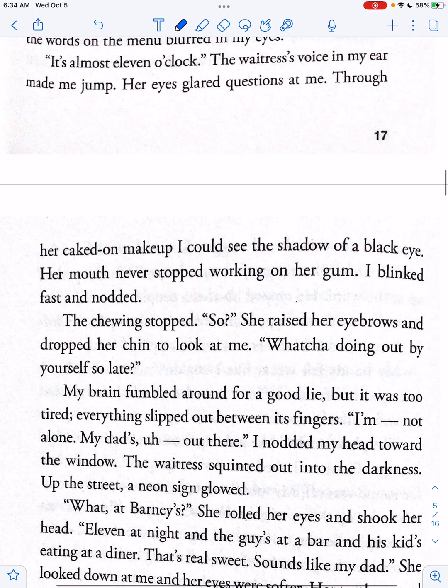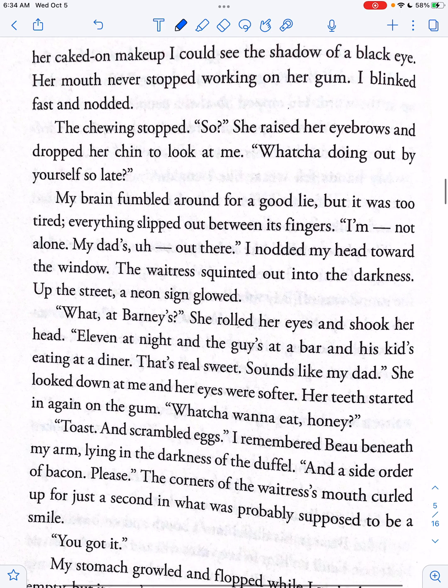"It's almost 11 o'clock." The waitress's voice in my ear made me jump. Her eyes glared questions at me. Through her caked-on makeup, I could see the shadow of a black eye. Her mouth never stopped working on her gum. I blinked fast and nodded. The chewing stopped. "So?" She raised her eyebrows and dropped her chin to look at me. "What you doing out by yourself so late?" My brain fumbled around for a good lie, but it was too tired. Everything slipped between its fingers.